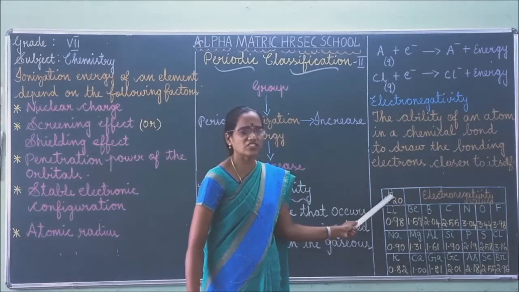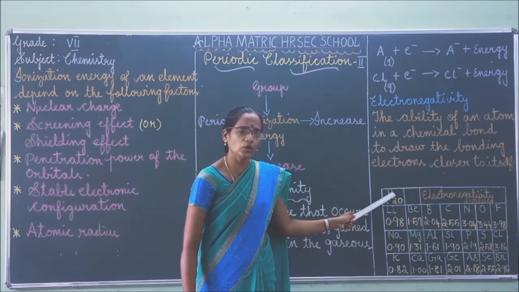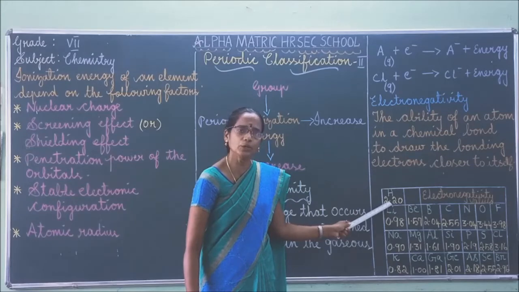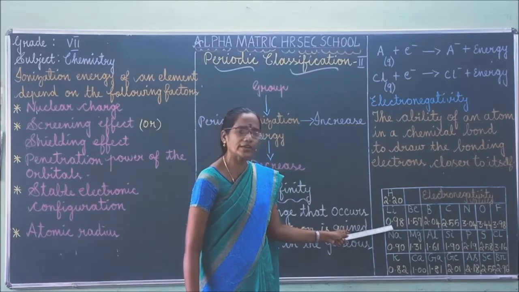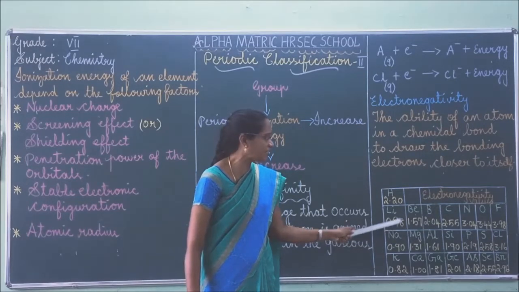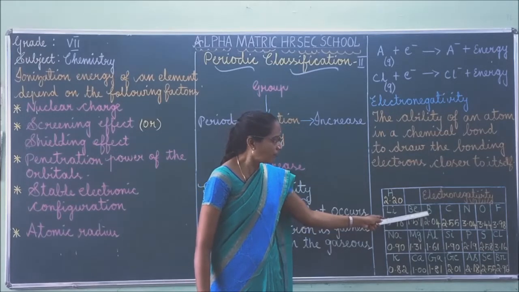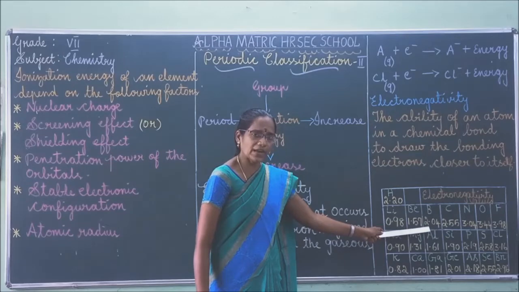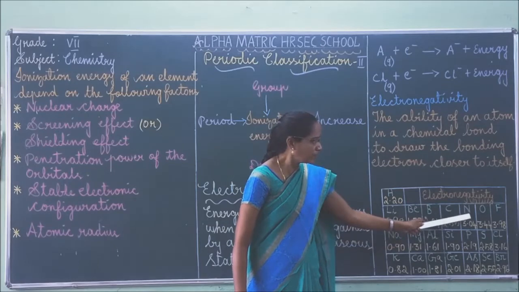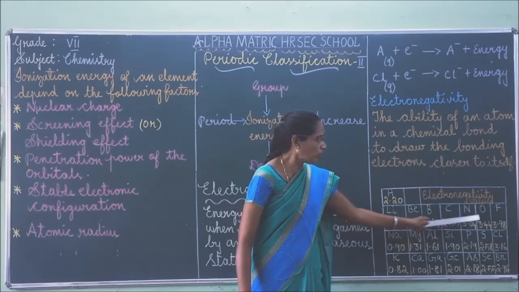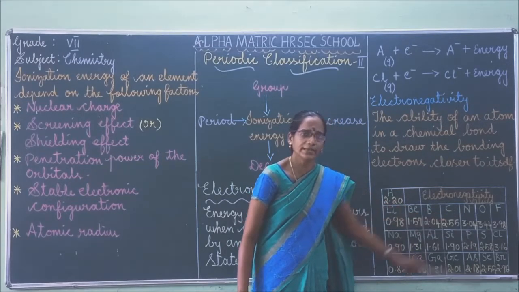See, this one is H. H is nothing but hydrogen element. What is the electronegativity value of hydrogen? It is 2.20. Next one, Li is lithium element. Its electronegativity value is 0.98. Be is beryllium. Value is 1.57. For boron, electronegativity value is 2.04. For carbon, it is 2.55. Nitrogen 3.04. Oxygen 3.44. And for fluorine atom 3.98.